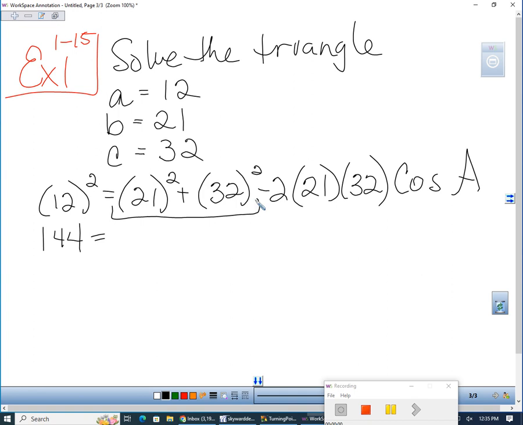So I have 21 squared plus 1465. We can also then put this coefficient together. So minus, we're going to times 2 times 21 times 32. 1344? Okay.